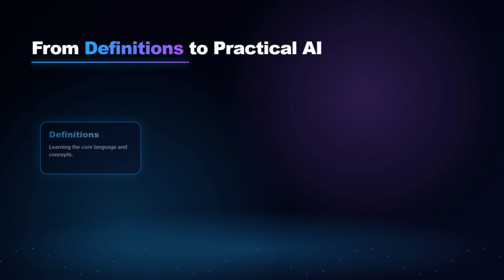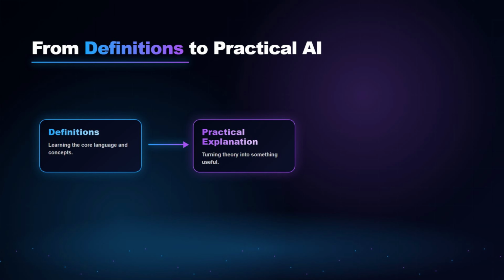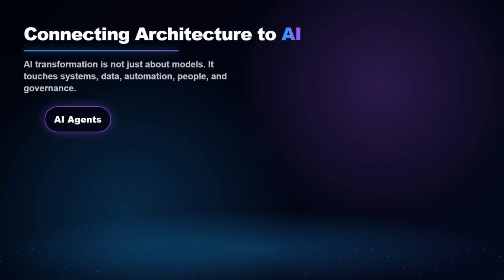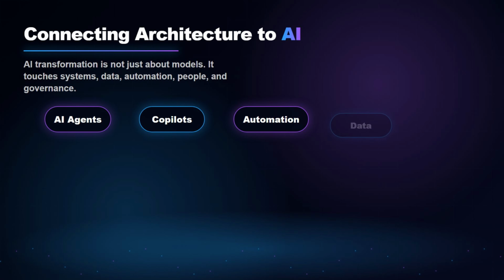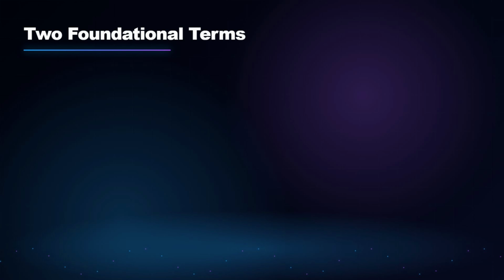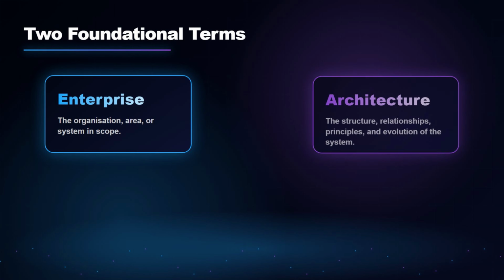I'm currently studying TOGAF Foundations, and instead of just memorizing definitions, I wanted to turn each lesson into a practical explanation. And because this channel is focused on AI, I'm going to relate TOGAF back to things like AI agents, Copilot, automations, data, systems, and governance. In this first video, we're starting with two key foundational terms, enterprise and architecture.